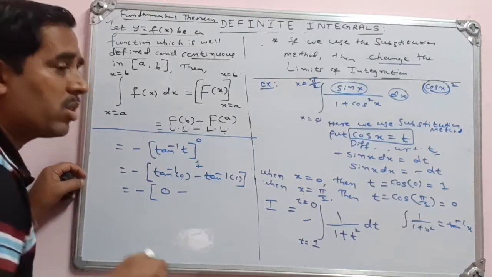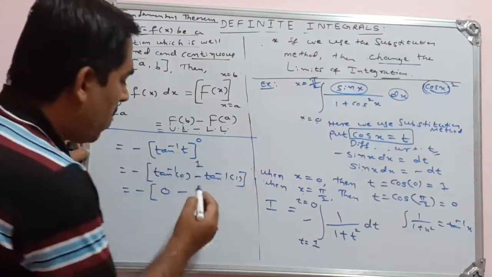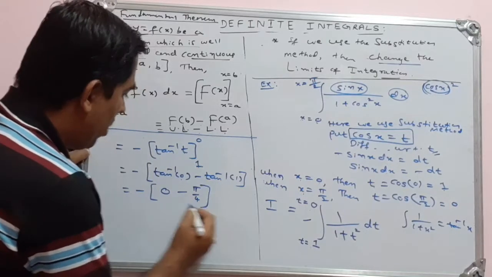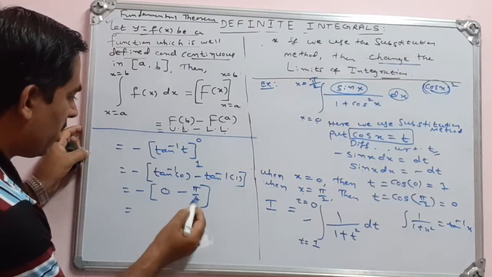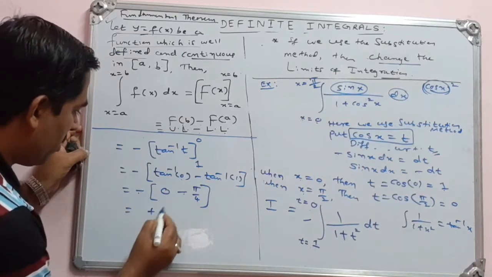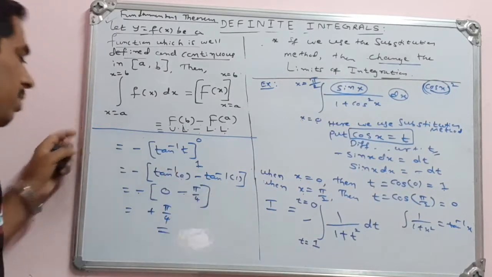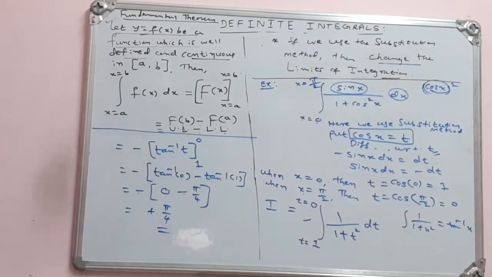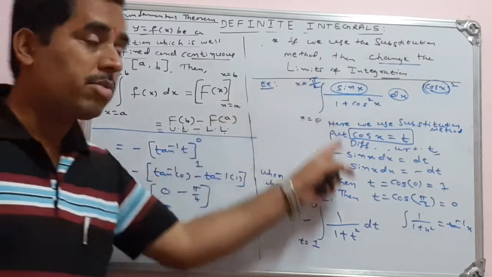Then tan inverse 1 means tan of which angle gives me 1? Tan pi by 4. That is 0 minus pi by 4, which is minus pi by 4 only. Minus into minus will be plus. So the answer is pi by 4. This is the substitution method.